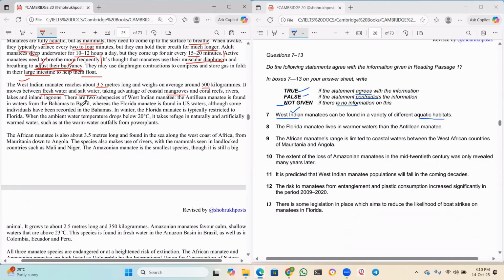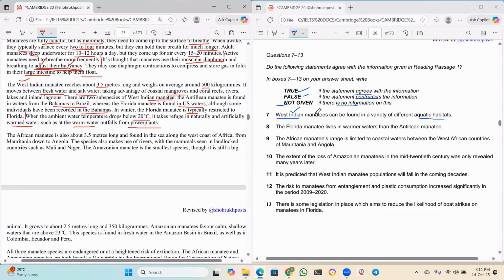Okay, good. So there are two subspecies of West Indian manatee. The Antillean manatee is found in waters from Bahamas to Brazil, whereas the Florida manatee is found in US waters, although some individuals have been recorded in the Bahamas. In winter, the Florida manatee is typically restricted to Florida. When the ambient water temperature drops below 20 degrees, it takes refuge in naturally and artificially warmed water, such as at the warm water outfalls from power plants. Okay, done. What is the question, guys?